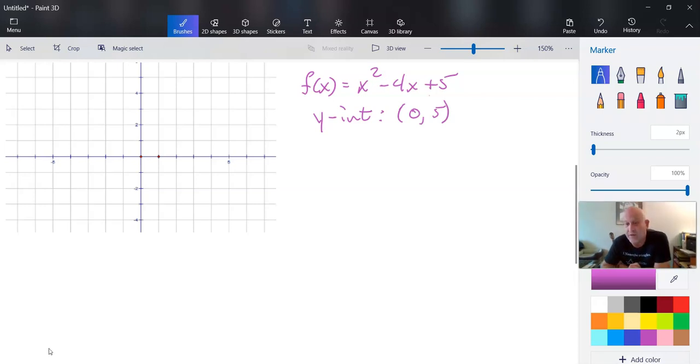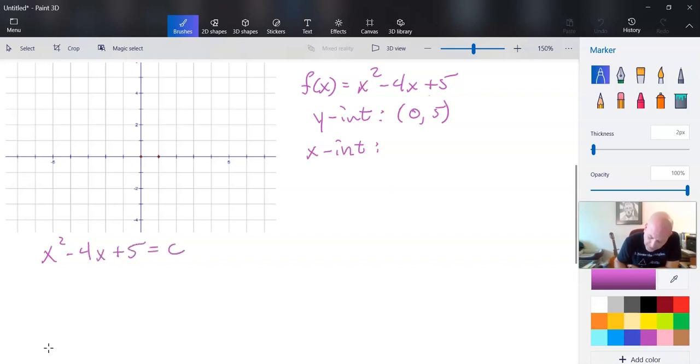So the next thing I want to find is my x-intercepts. Now, you find the x-intercepts the same way we did before. You set the function equal to 0. And I'm going to do this over here underneath the graph. So let's see, we got x squared minus 4x plus 5 equals 0. Now, here's the thing. That's a quadratic equation. So you can use the quadratic formula. You could complete the square to solve it. You could see if it factors. So you have a bunch of choices here. It actually turns out that this doesn't factor. So we're going to have to do something else.